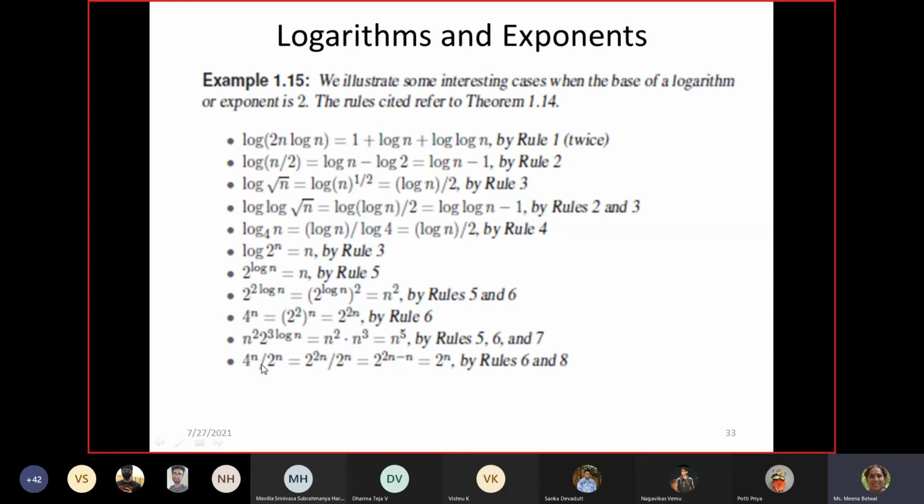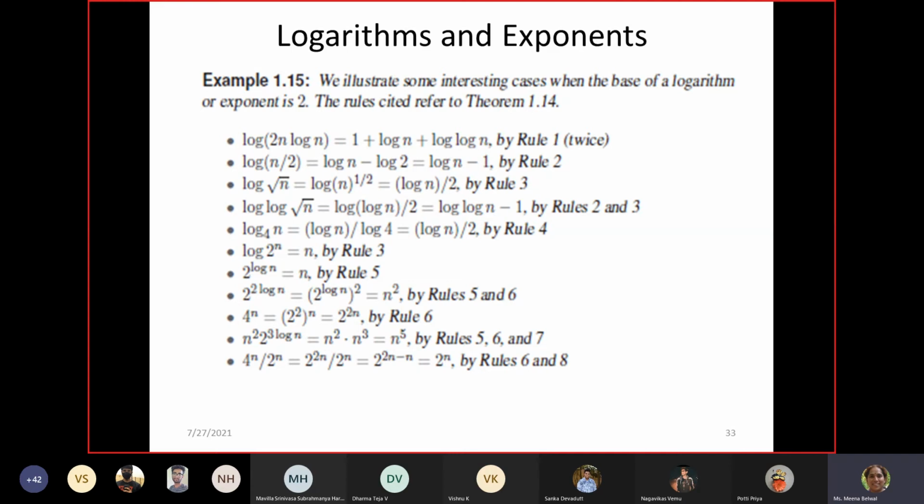Okay. Similarly, this is again very simple. 4 to the power n divided by 2 to the power n. You can write this as 2 to the power of 2n divided by 2 to the power of n. So this is actually going to be 2 to the power of n. Simple transformations sometimes help to compare two complexities. Right? When you want to compare two complexities, you may require these kinds of transformations. So please go through this.